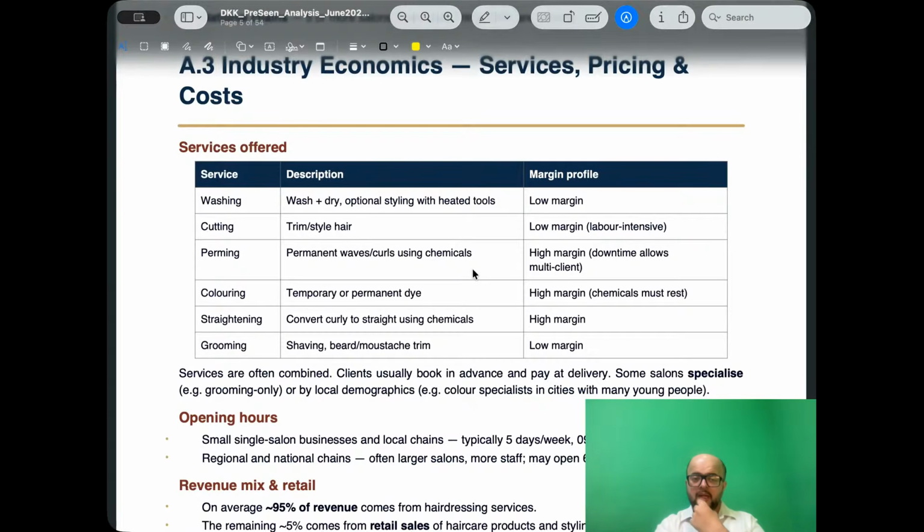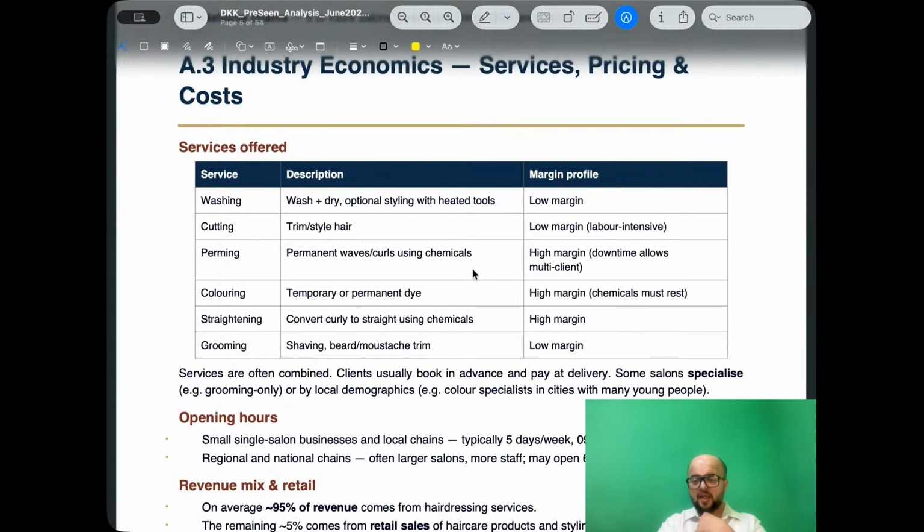Low margins: cutting, trimming, styling hair. Low margin, again labor intensive. A person needs to physically work on that. Perming is permanent waves or curls using chemicals. High margin, and downtime allows multi-client, because maybe you put the chemical in his or her hair, the person sits down, maybe it has to be kept applied for maybe an hour, so in that time you can serve another client also.